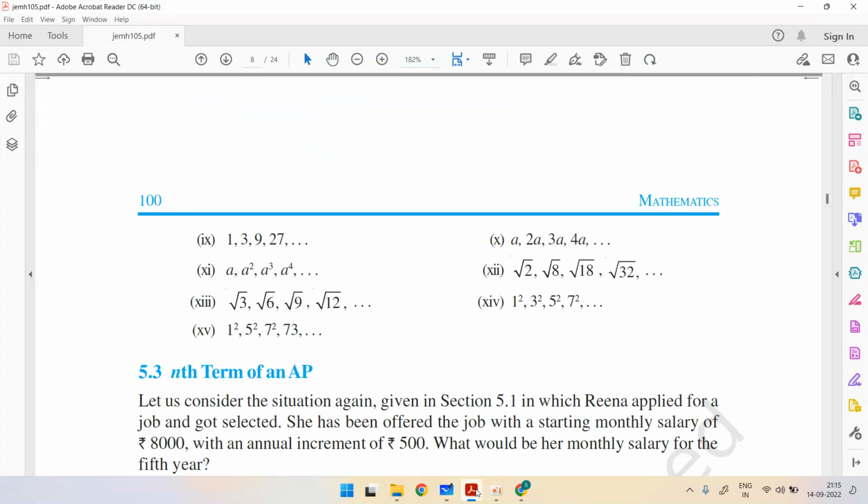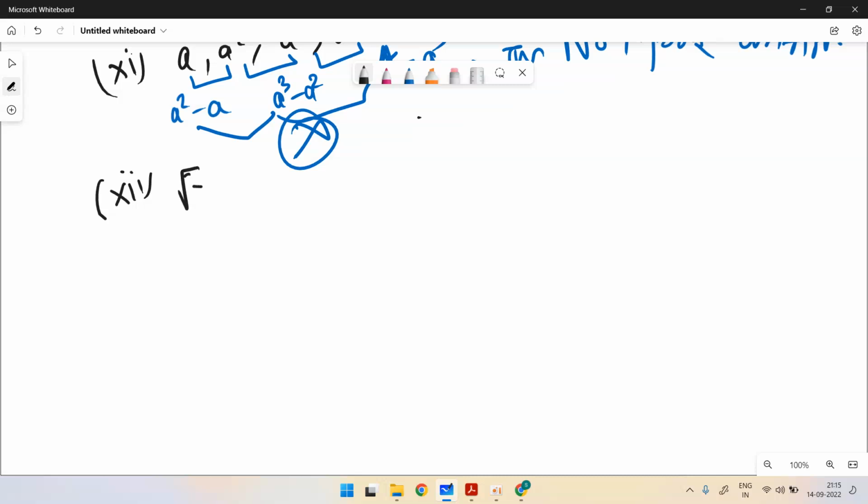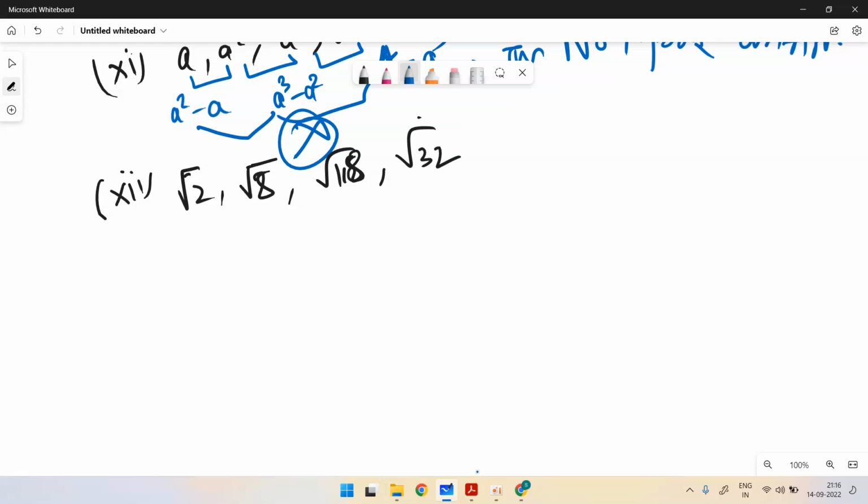So the 12th part is root 2, root 8, root 18, root 32. Since this is a root, you know that root 4 is 2 and 8 is greater than this, so you must first simplify this. So if you first simplify this, root 2 stays root 2 only, and root 8 becomes 2 root 2.